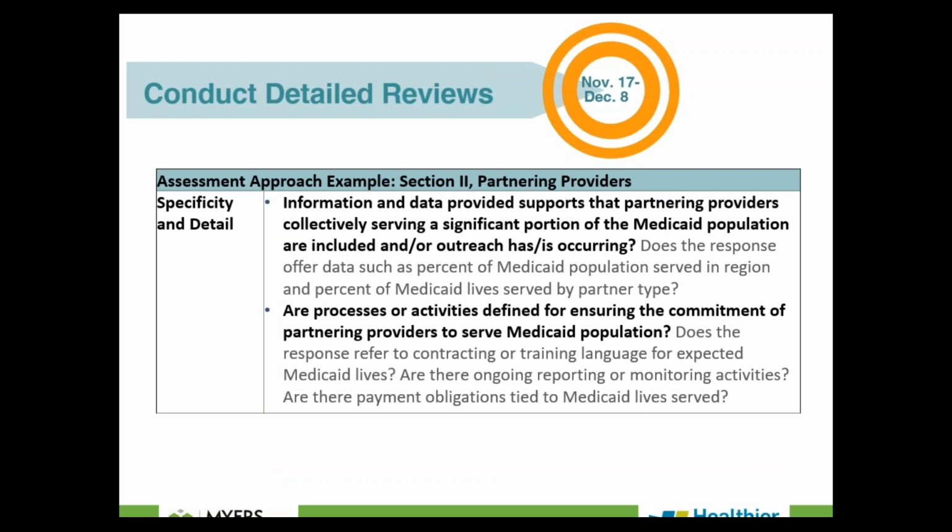And then next, there's specificity and detail. Examples here are around the narrative. It must include a process for ensuring commitment to serve the Medicaid population. So we will review information and data that's submitted to see if it supports that those partnering providers that are engaged serve a significant portion of the Medicaid population. Or if the ACH isn't that far down the road, we want to see that outreach has or is occurring or is planned, and as part of that process, how the ACH is identifying providers committed to serving the Medicaid population.